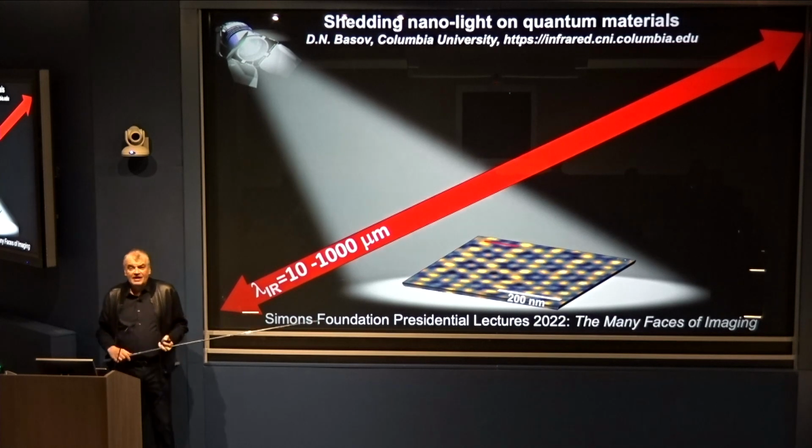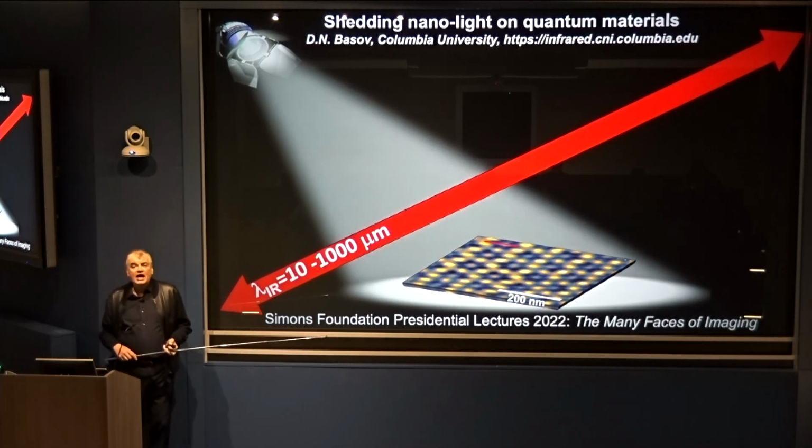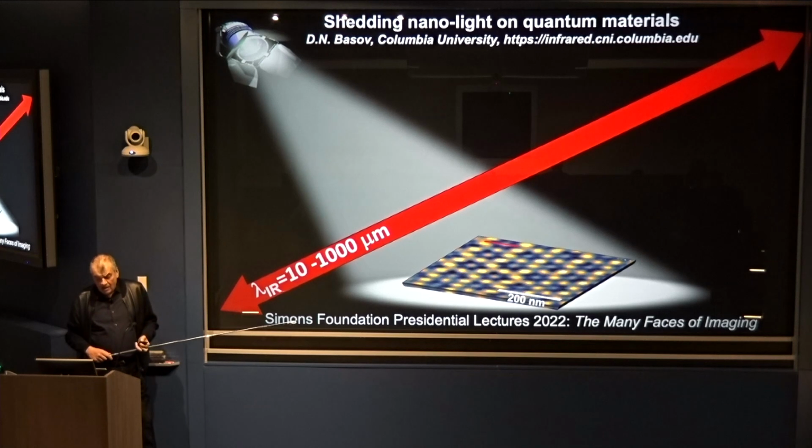And it's as if we are encountering a small problem of optical experiments. A small problem is that you can't see anything small, because diffraction stops you from doing this. And that's where nanolight comes to the rescue.